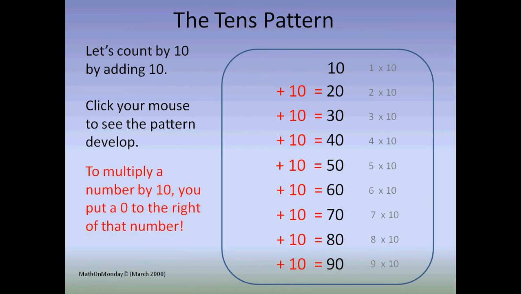Let's see. First of all, we've figured it out. You probably know this already. To multiply a number by 10, all you do is put a 0 to the right of that number. For instance, if you look at 4 times 10, just put a 0 next to the 4, and you've got it. 4 times 10 is 40. Probably not new for all of you. But here's where the benefit comes in.